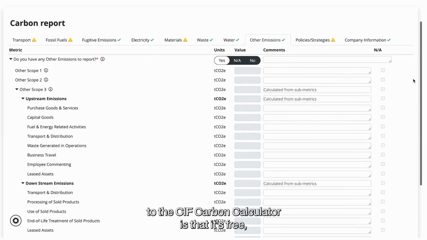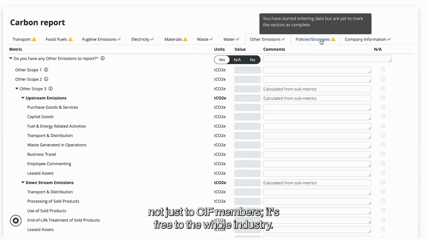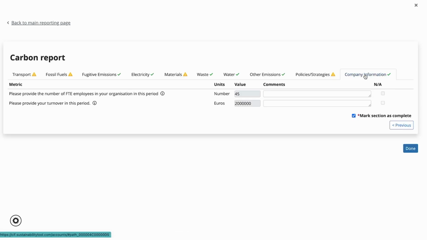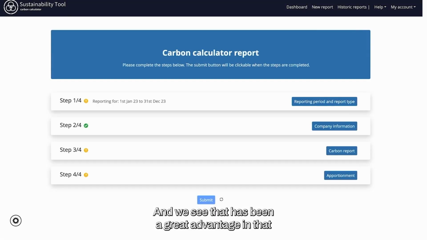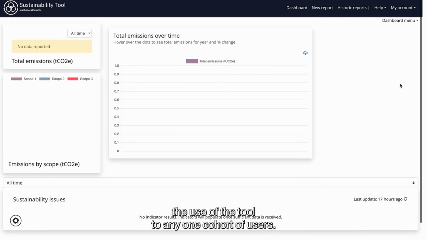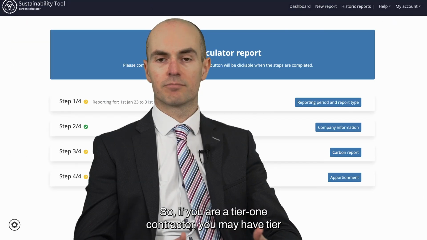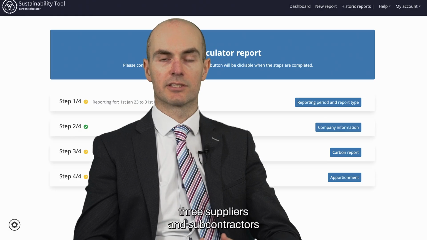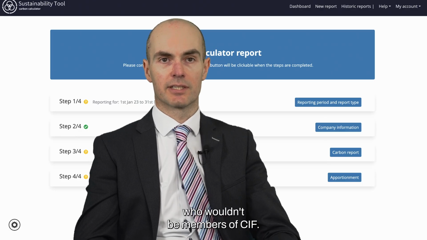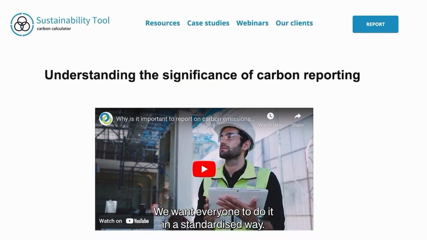The other benefit to the CIF Carbon Calculator is that it's free, and it's free not just to CIF members, it's free to the whole industry. And we see that as being a great advantage in that we're not restricting the use of the tool to any one cohort of users. So if you're a Tier 1 contractor, you may have Tier 2 and Tier 3 suppliers and subcontractors who wouldn't be members of CIF. So we don't want to restrict access. We want everyone to use the tool. We want everyone to do it in a standardized way.